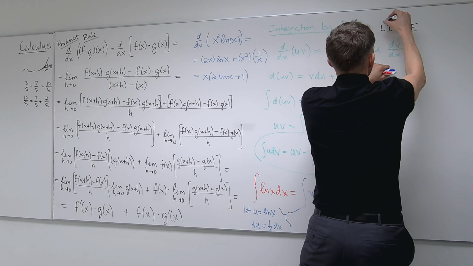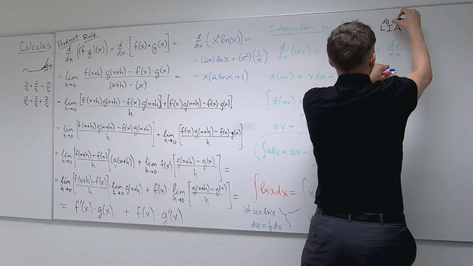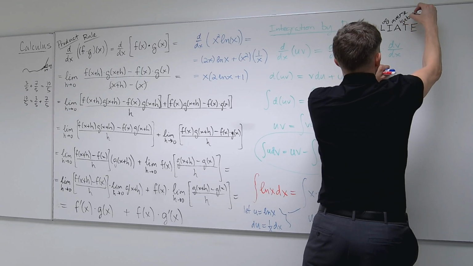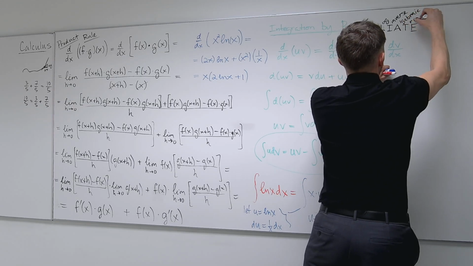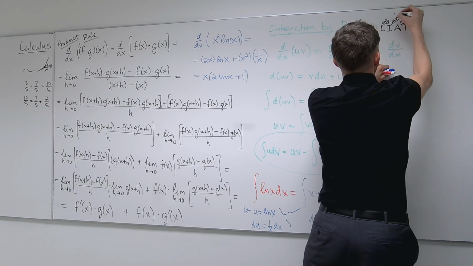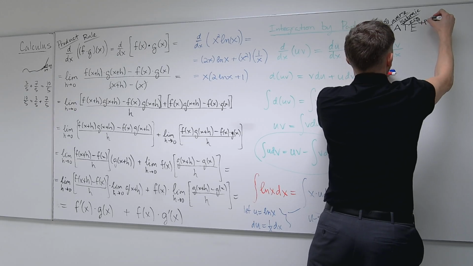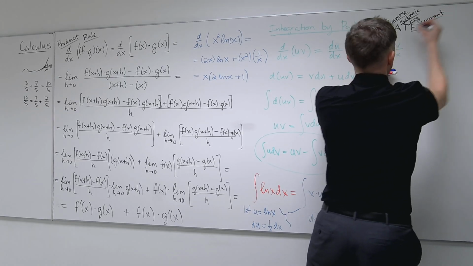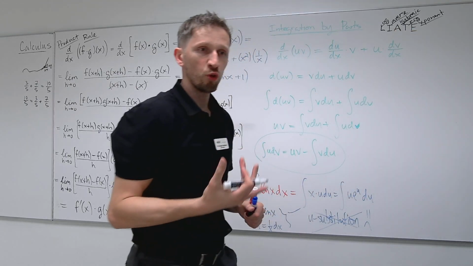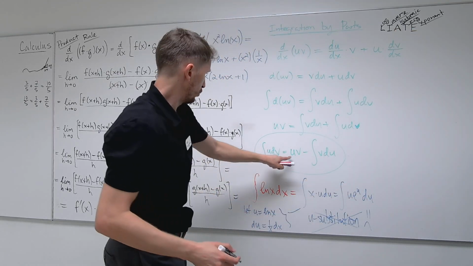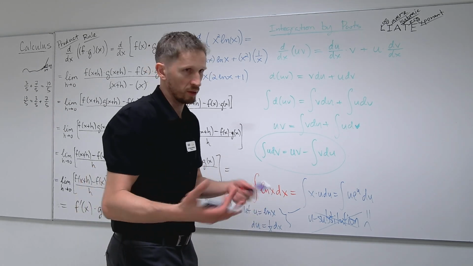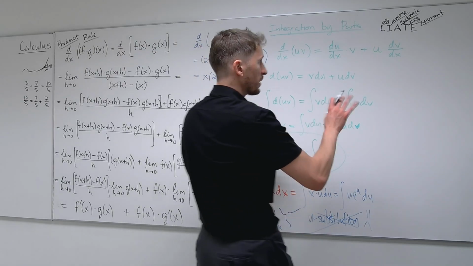LIATE: logarithmic, inverse, algebraic, trig, and this is exponentiation. See those letters? Log, inverse, algebra, trig, exponent, okay? So you see this UV thing? Because I didn't do any UV, I said let u equal, there's just a u substitution, it's not working, right? So let's try integration by parts, here goes.